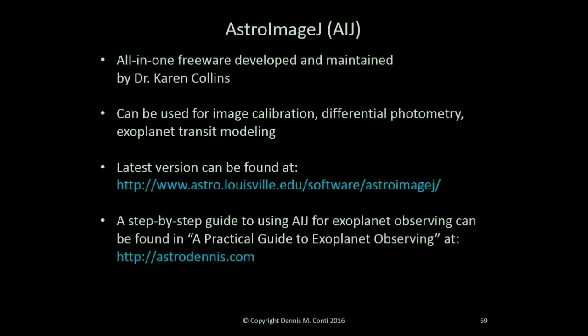AIJ is freeware software that was developed and is maintained by Dr. Karen Collins, and it's an all-in-one software package that can be used for everything from image calibration to aperture and differential photometry, as well, of course, as exoplanet transit modeling. The latest version can be found at the website that you see here, and we ask at this point that you pause the video, go to that website, and download and install AstroImageJ on your computer.